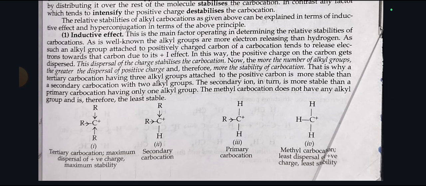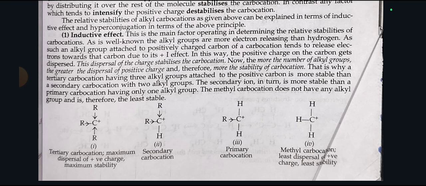First, inductive effect. This is the main factor operating in determining the relative stabilities of carbocations. As is well known, alkyl groups are more electron releasing than hydrogen. As such, an alkyl group attached to the positively charged carbon of a carbocation tends to release electrons towards that carbon due to its +I effect. In this way, the positive charge on the carbon gets dispersed. This dispersal of the charge stabilizes the carbocation.